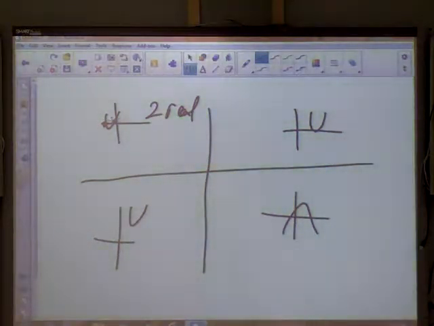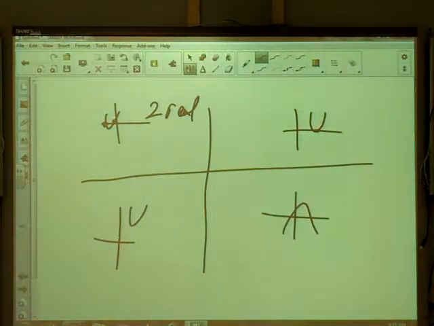How many times did it cross? 2. Okay, so you got to write 2 real on that. Here on number 8, it only hits it one time. So it has one real solution. Okay, most of you were okay on that, but then here on number 9 is where the confusion came in.